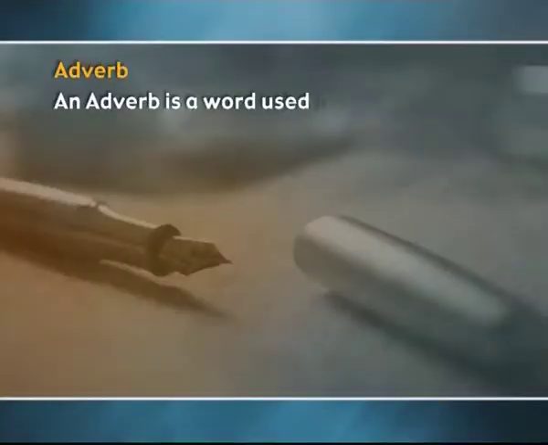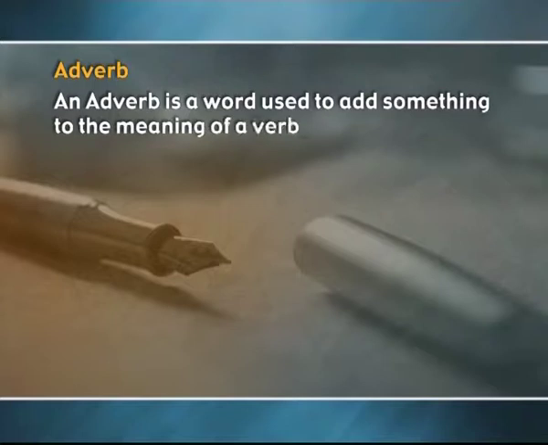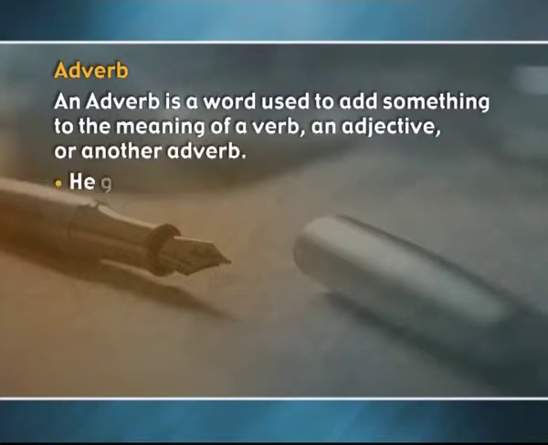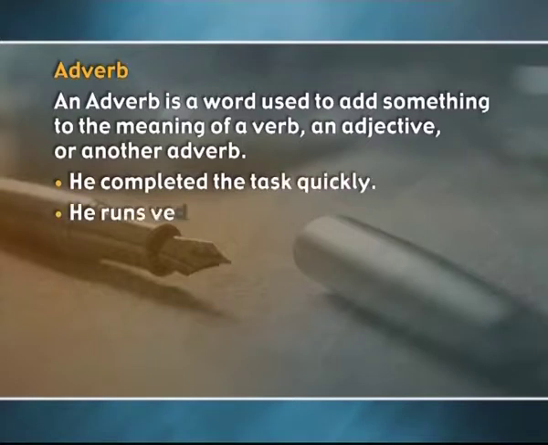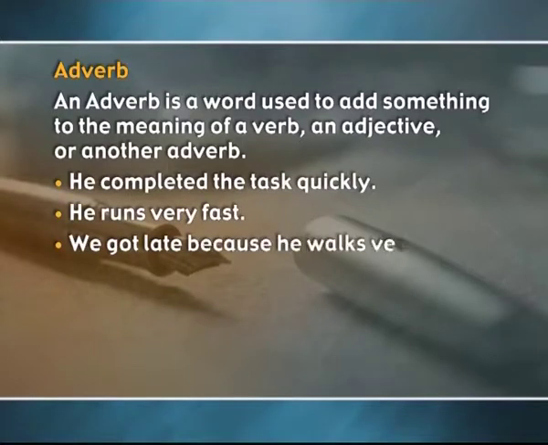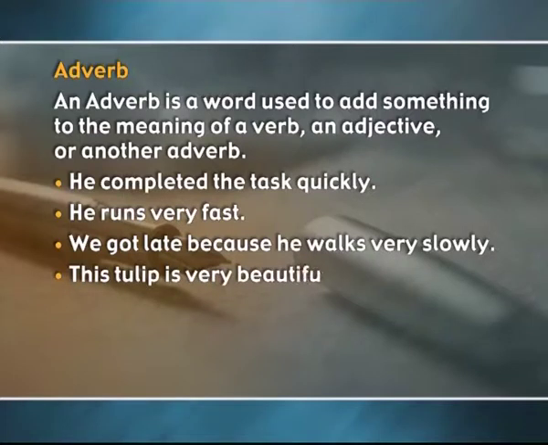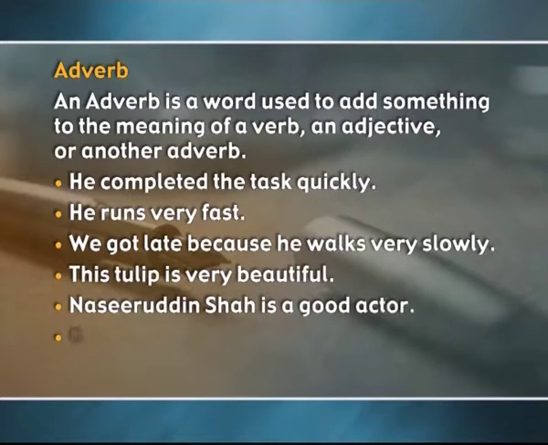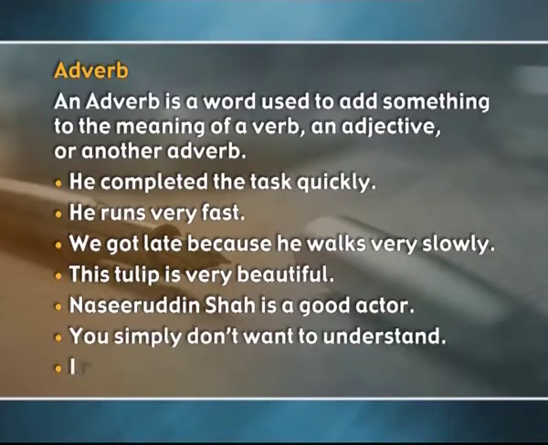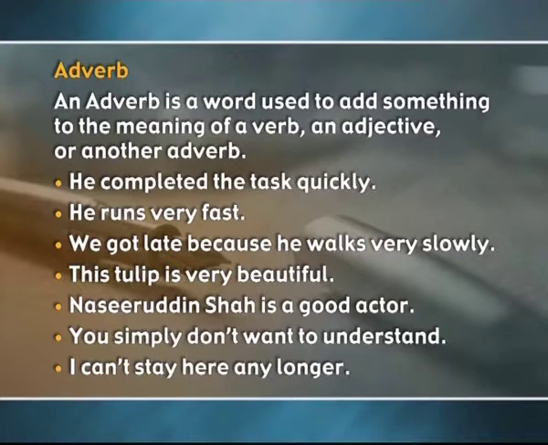Adverb. An adverb is a word used to add something to the meaning of a verb, an adjective or another adverb. Examples: he completed the task quickly. He runs very fast. We got late because he walks very slowly. This tulip is very beautiful. Nasiruddin Shah is a good actor. You simply don't want to understand. I can't stay here any longer. In the first sentence, the task has been completed quickly. Hence, it speaks something about the verb. Similarly, words like fast, good, simply are adverbs, as they add meaning to verbs, adjectives or another adverb.